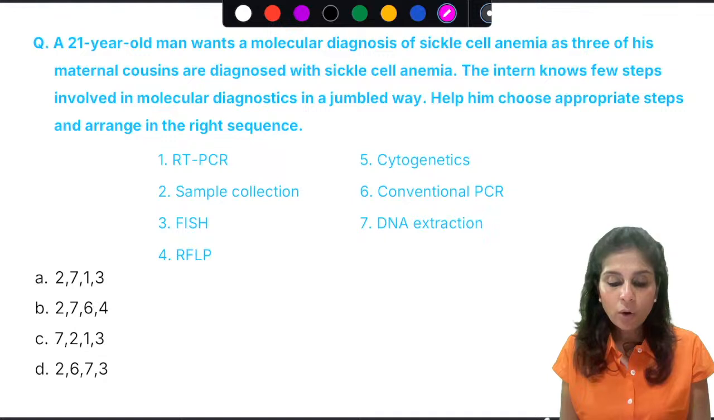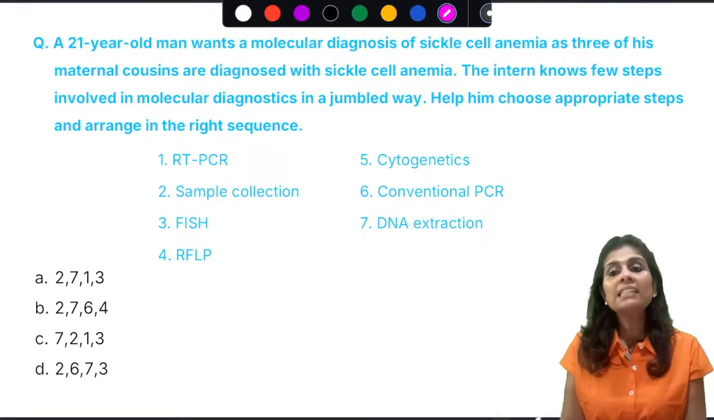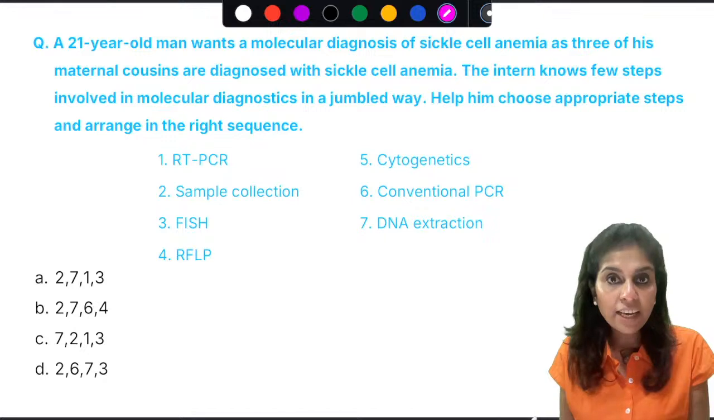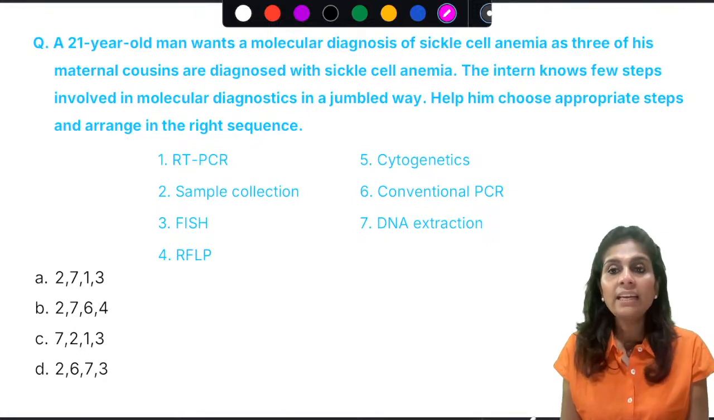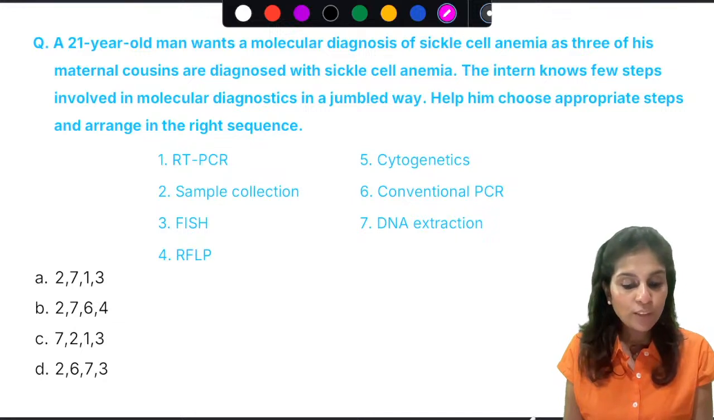A 21-year-old man wants molecular diagnosis of sickle cell anemia as 3 of his maternal cousins are diagnosed with this condition. The intern knows few steps involved in molecular diagnostics in a jumbled way. Help him choose appropriate steps and arrange in the right sequence. So can you all tell me what is the right sequence?